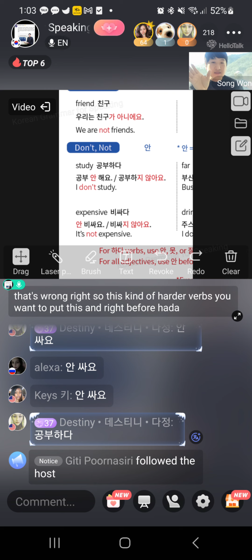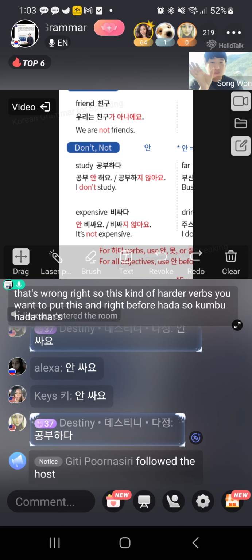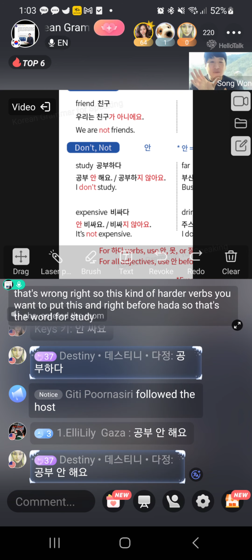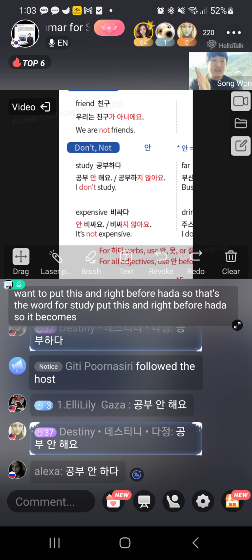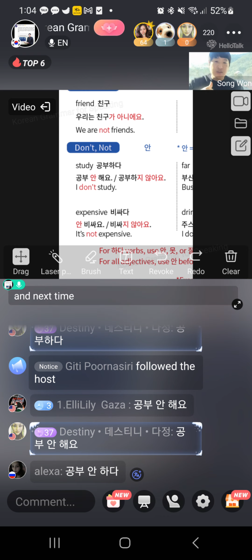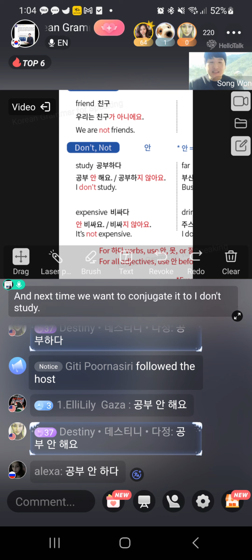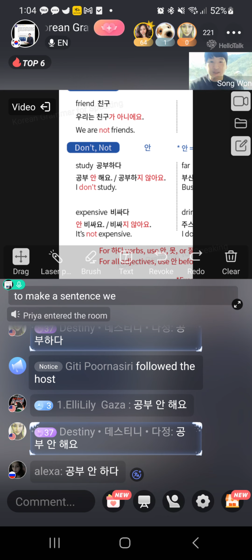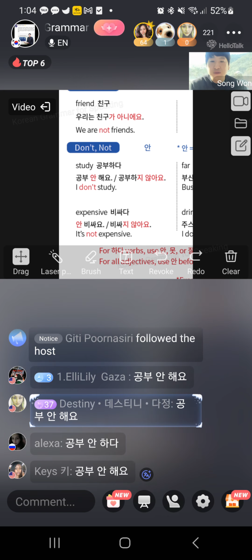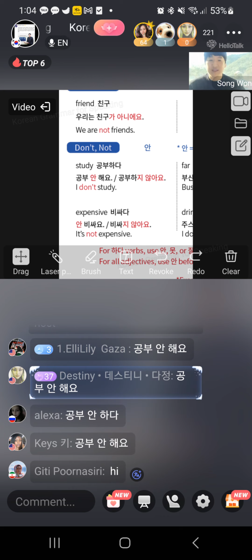So 공부하다, that's the word for study. 공부하다, put this 안 right before 하다. So it becomes 공부 안 하다, right? And next, we want to conjugate it to I don't study. To make a sentence, we have to conjugate this present tense, right? So 공부 안 하다 becomes what? 공부 안 해요. Perfect, Keys. You got it perfect. That's excellent. So you just said I don't study, right?